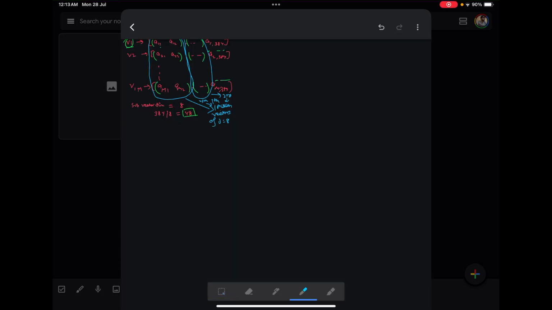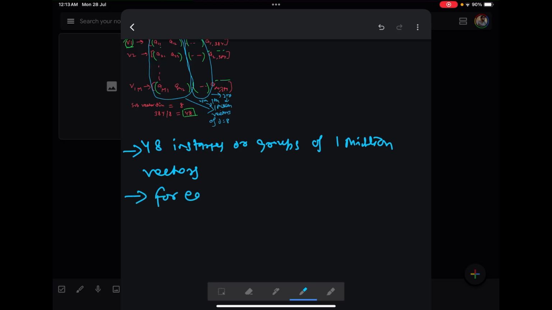So what we have here is 48 instances or groups of 1 million vectors, and for each instance, consider this first instance, first group, and this group has 1 million vectors of 8 dimensions.